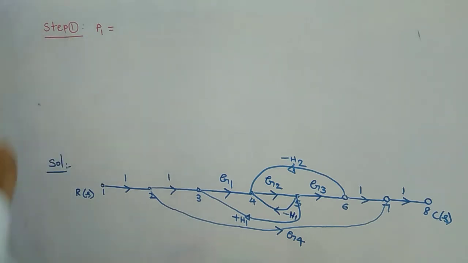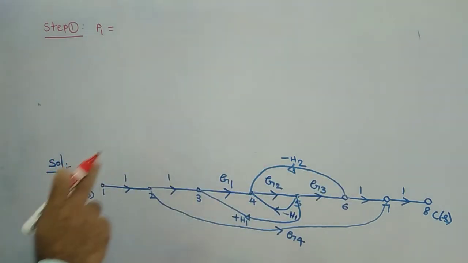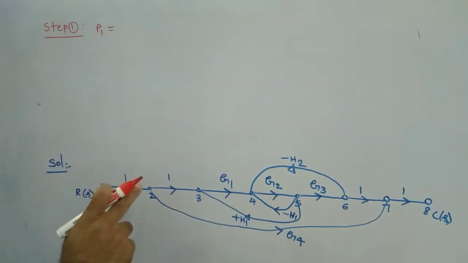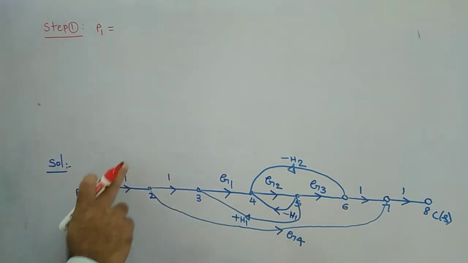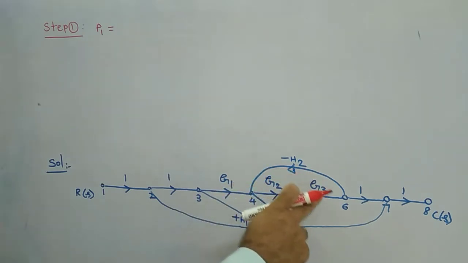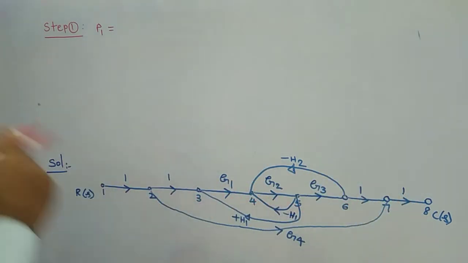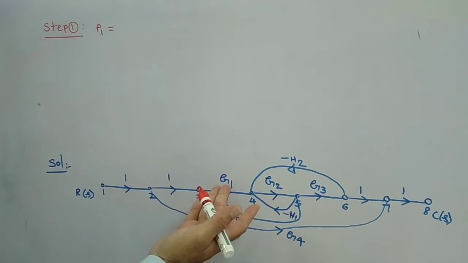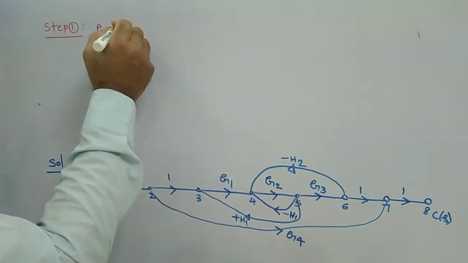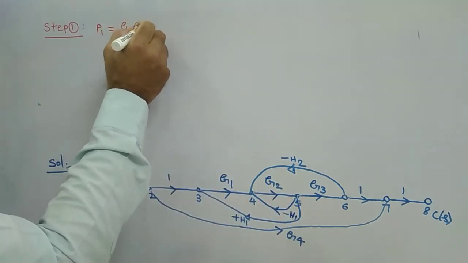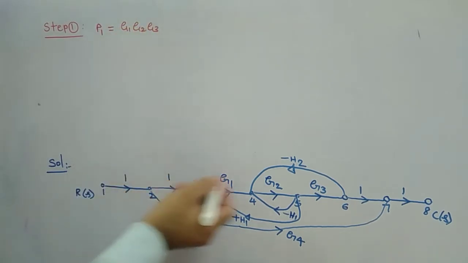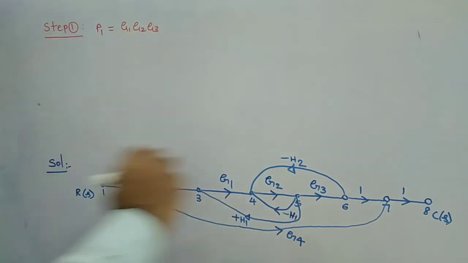Means in step number 1, we are looking for the number of forward paths with path gains. That you know already. So this is the first forward path, therefore that is P1. And what is the path gain? Path gain is nothing but 1 into 1 into G1 into G2 into G3 into 1 into 1. All gains must be multiplied. Then finally, what we will have? G1 into G2 into G3, nothing but G1, G2, G3, because it is multiplied by 1. That is our first forward path.